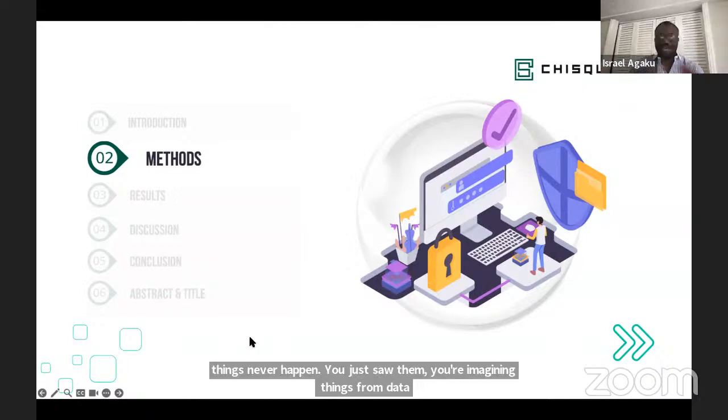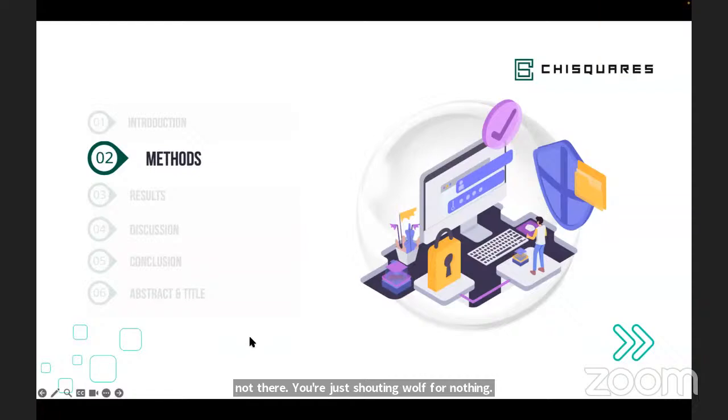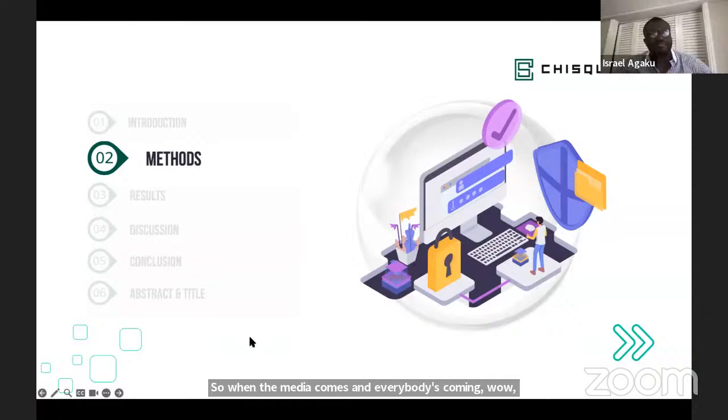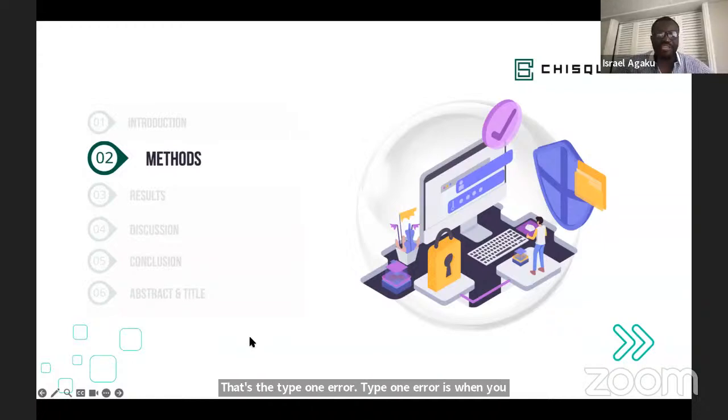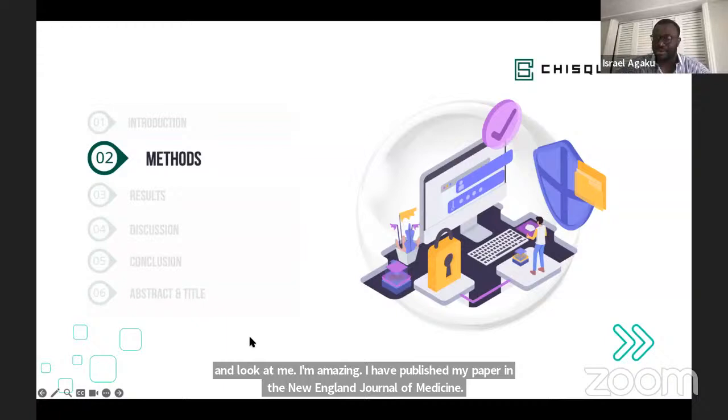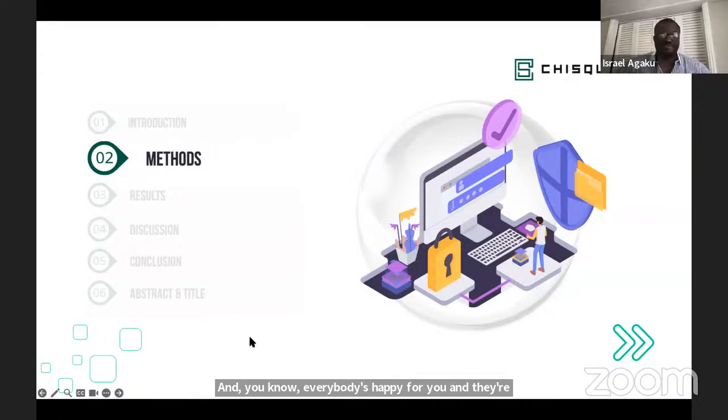So when the media comes and everybody's coming, wow, everybody's amazed at these amazing things you found, but you didn't actually find anything. All you're reporting is just noise from the data. That's the type 1 error. Type 1 error is when you are looking for a p-value so badly and you eventually find it and you say, oh, my results are statistically significant. Come and look at me, I'm amazing. I have published my paper in the New England Journal of Medicine. And everybody's happy for you and they're celebrating, but there really was no wolf. You just found a p-value, and kept looking until you found one. And so that's the type 1 error. You cried wolf when there was none.